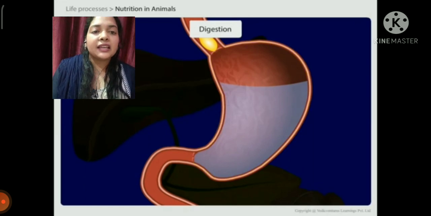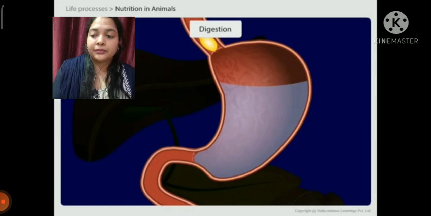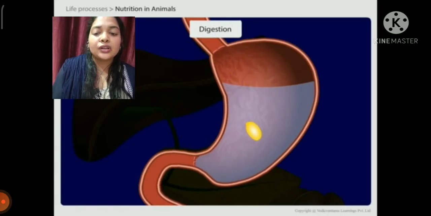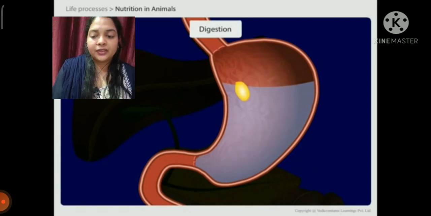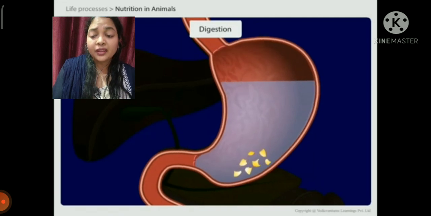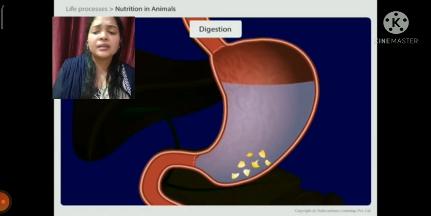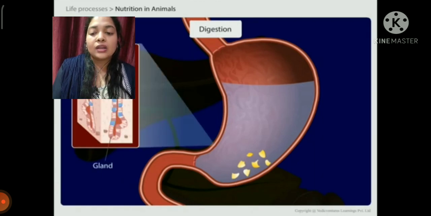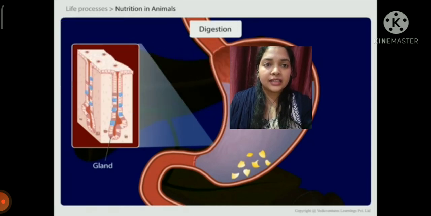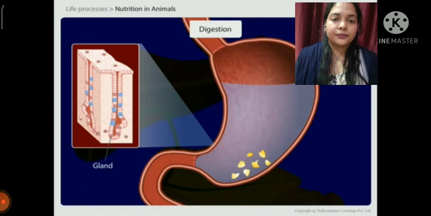The stomach is a J-shaped organ. The food entered is churned in the stomach for about 3 hours. During this time, the food breaks down into smaller pieces and forms a semi-solid paste. The stomach wall contains gastric glands which secrete gastric juice.